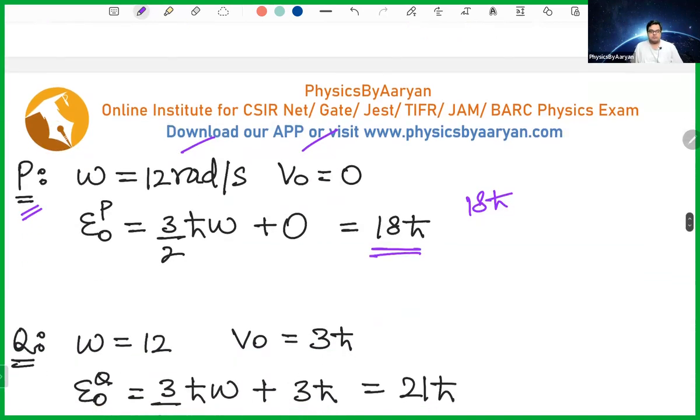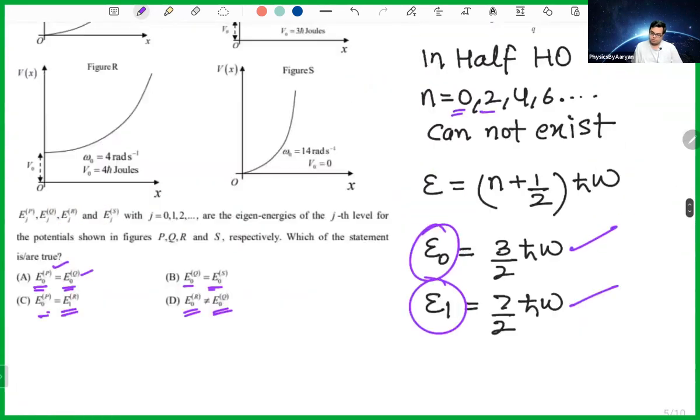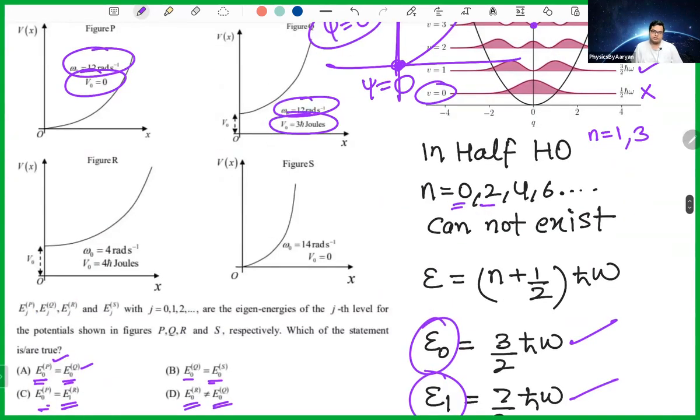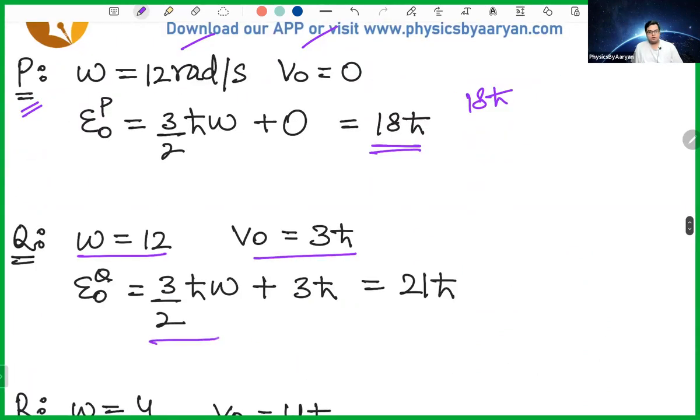Okay. What about the ground state energy of Q? For Q, omega is 12 and V naught is 3 h cut. Again, if you're trying to find the ground state energy, it will be 3/2 h cut omega plus some constant added. So V naught, 3 h cut, has to be added. If you put omega as 12, you get 21 h cut.